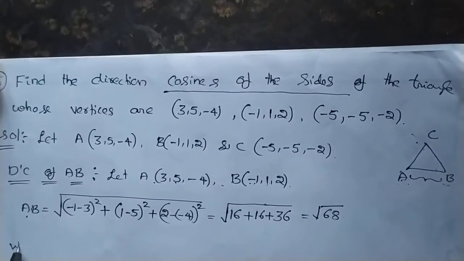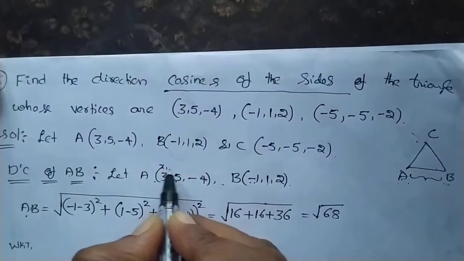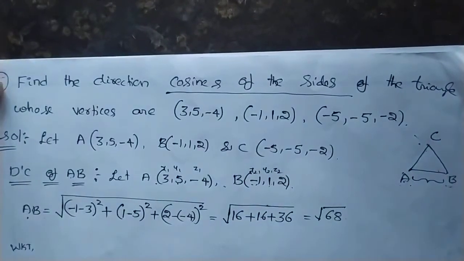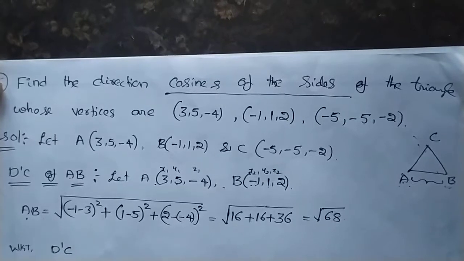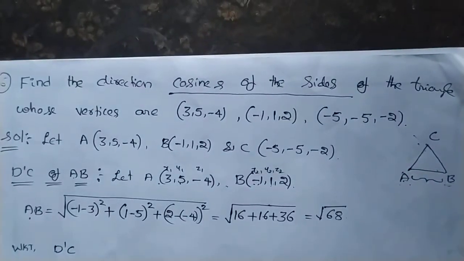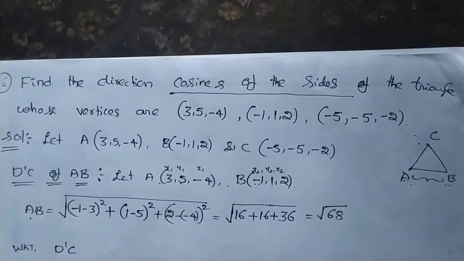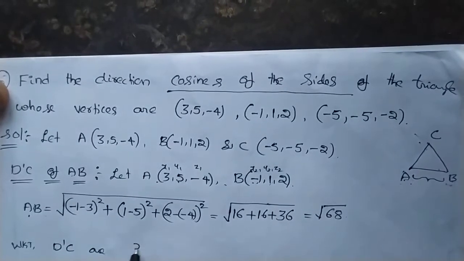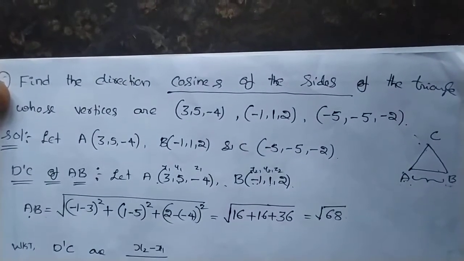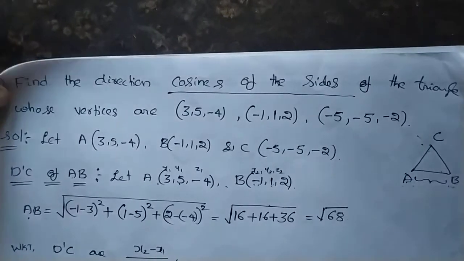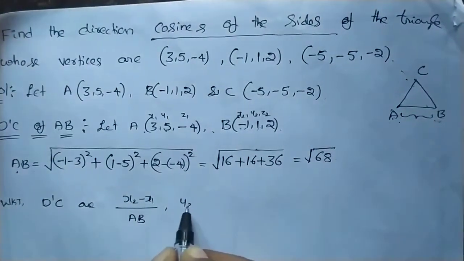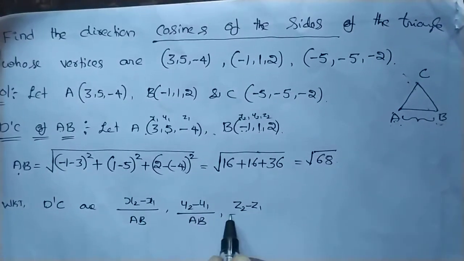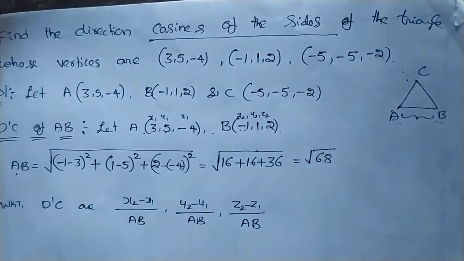Next, we know that it is x1, y1, and z1, and it is x2, y2, and z2. How to find the direction cosines? We have one formula to find the direction cosines of a line passing through 2 points, right? Direction cosines are x2 minus x1 by AB, y2 minus y1 by AB, z2 minus z1 divided by AB.